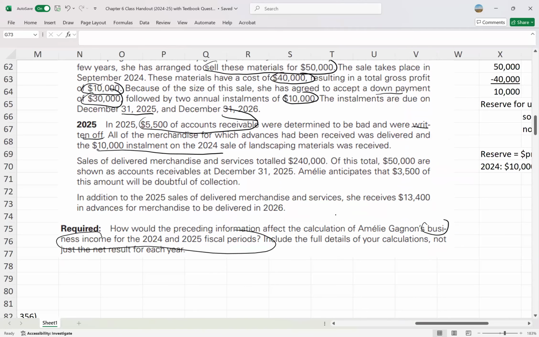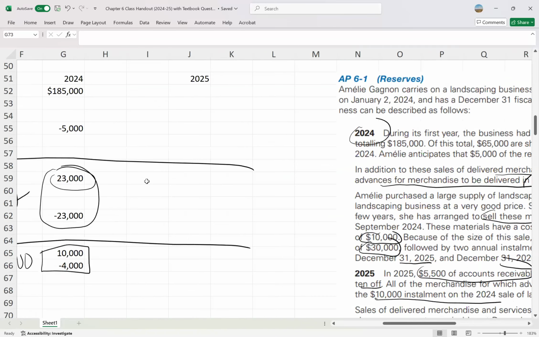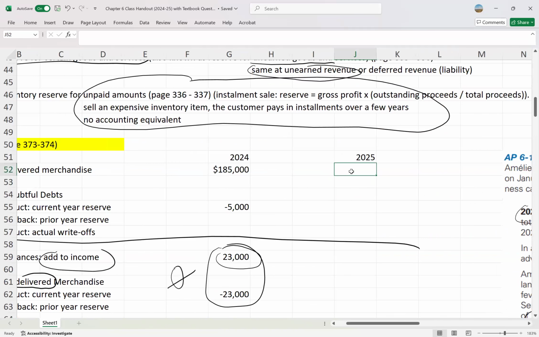Sales of delivered merchandise total 240,000. Of this amount, 50,000 were sitting in accounts receivable, and she anticipates 3,500 will be doubtful of collection. In addition, in 2025, she also received a deposit or advance of 13,400, and that amount of merchandise won't be delivered until next year. So let's just start off with the 240,000. The 240,000, that's going to be our starting point. That's the sale of delivered merchandise. So that has to be included in income.